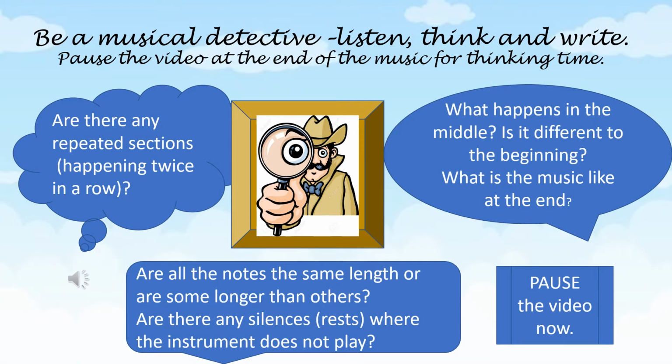Before you play, we're going to ask you to be a musical detective. Listen to the music, think about it, and write down what you think. Pause the video at the end of the music and give yourself some thinking time. So what are we going to be thinking about? First, are there any repeated sections in the music? Things that we remember, things that have happened twice in a row. What happens in the middle? Is it different to the music at the beginning? And what's the music like at the end?